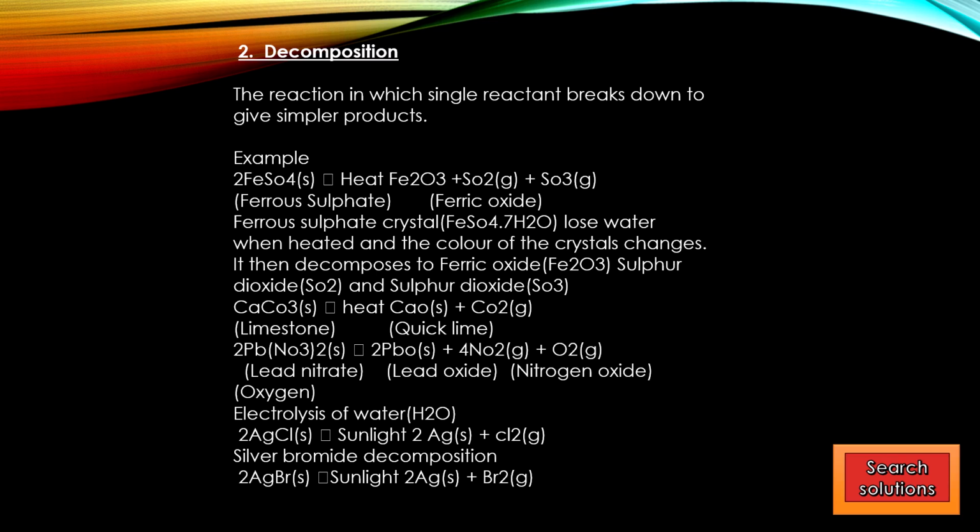The next type of chemical reaction is decomposition. Here, the reaction in which a single reactant breaks down to give simpler products is what is called decomposition. And these are the examples. Please learn all the equations and how exactly the things happen. You can understand by this point. So this is one of the important ones.